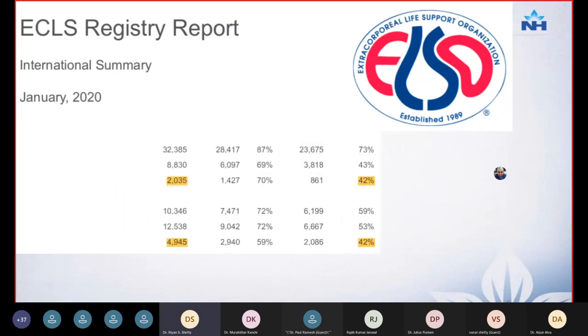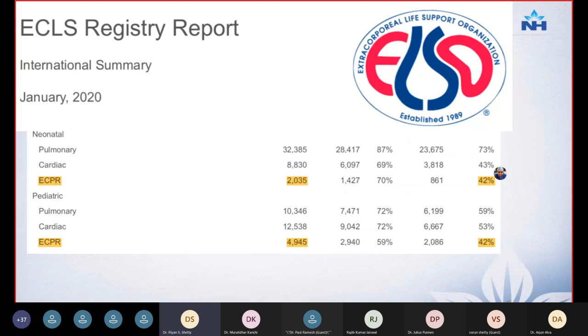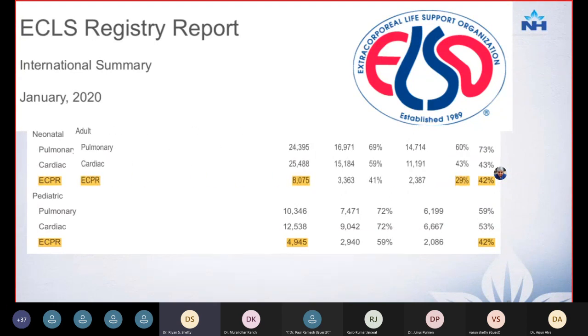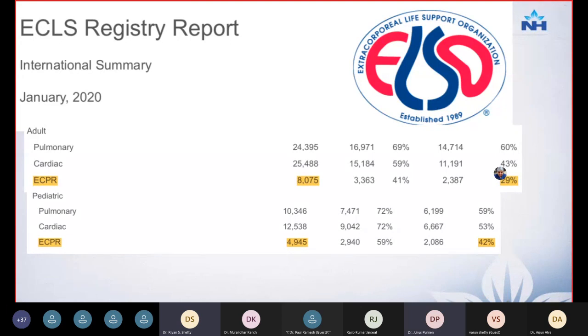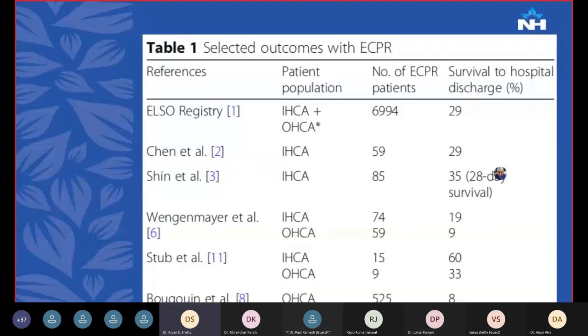If you go through the ELSO registry, the neonatal and pediatric ECPR results are pretty good, but if you look at the adult ECPR results, survival is around 29%. For example, a young adult without comorbidities, with a sudden arrest, a presumed cardiac arrhythmia, in a hospital which has a cardiac ECMO team, is a better candidate than an elderly patient with metastatic malignancy who has a cardiac arrest. Also, out-of-hospital cardiac arrests have a worse outcome, which I'm going to talk about very soon.